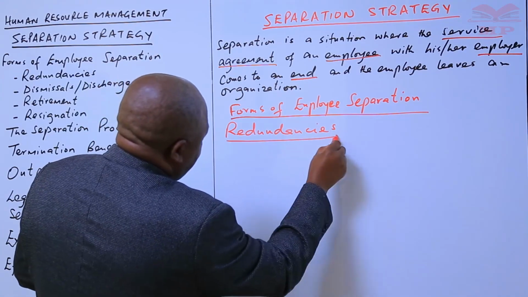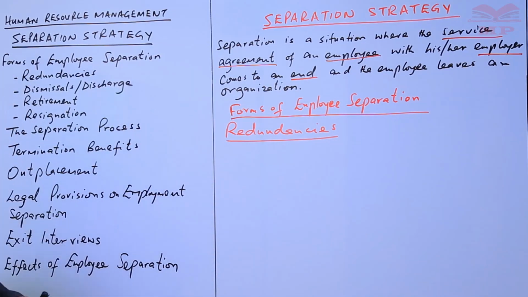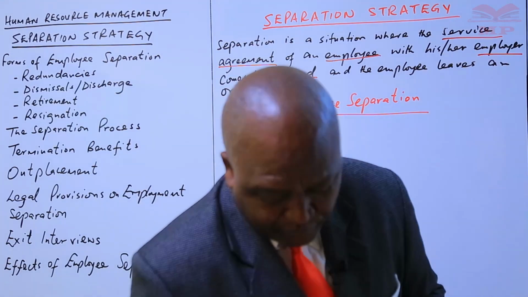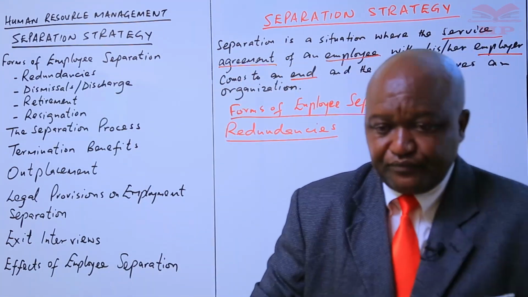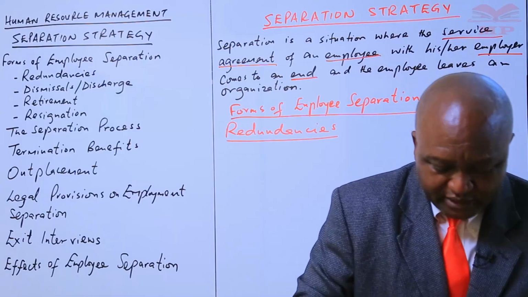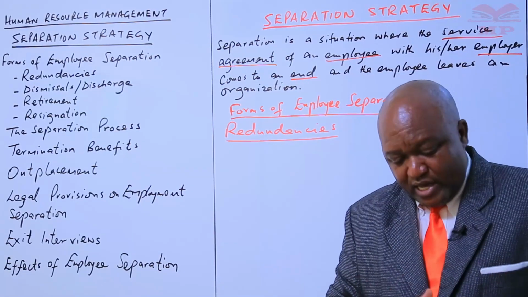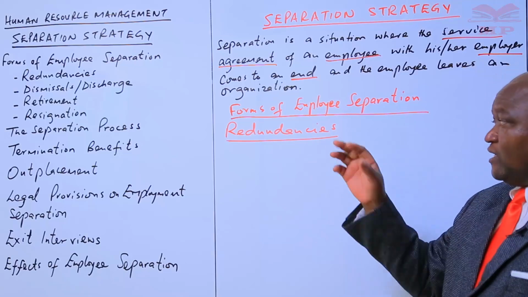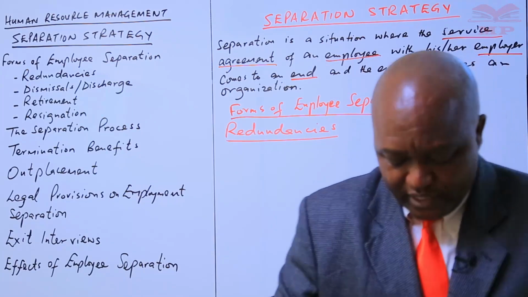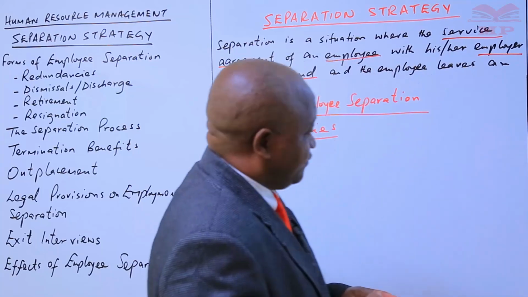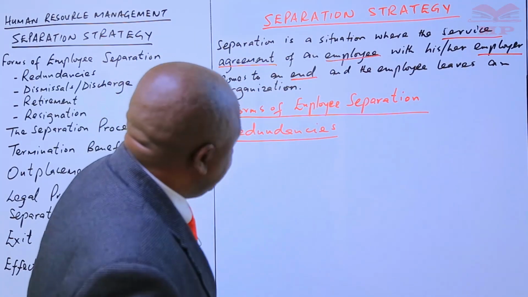So we want to see what is a redundancy. And in case there are many, then they are referred to as redundancies. So what is meant by redundancy? From the meaning of the word, redundant means surplus. And a redundancy occurs when the services of an employee are no longer required. Okay?